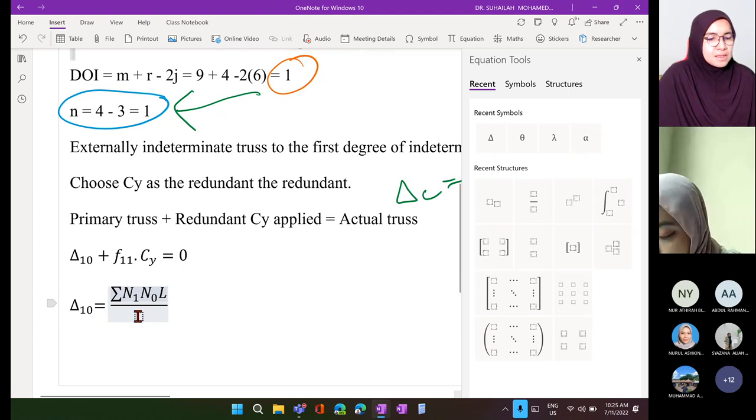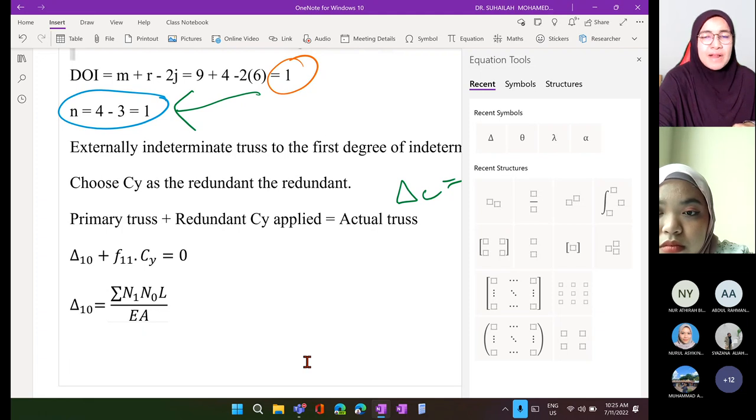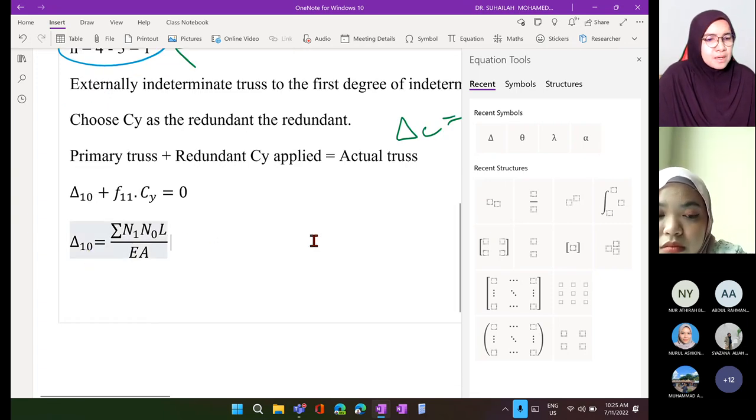It is just like when you analyze a determinate truss and want to calculate deflection: we use the formula summation of N times N times L over AE. One N is for the real system and one for the virtual system. We adopt that and adapt it into the flexibility method. We change the virtual system into the redundant system, and the member forces in the redundant system are labeled N1, and the member forces in the primary system are labeled N naught. This is the formula to calculate delta 1 naught.